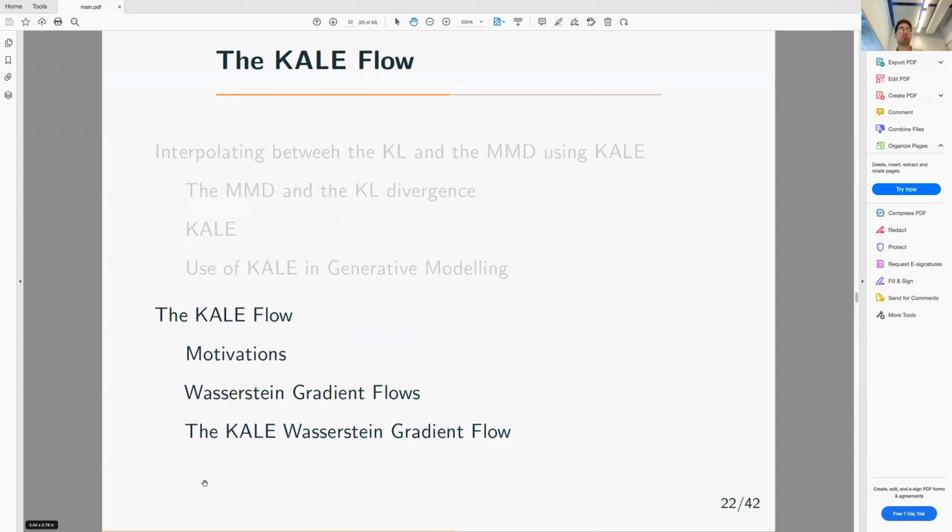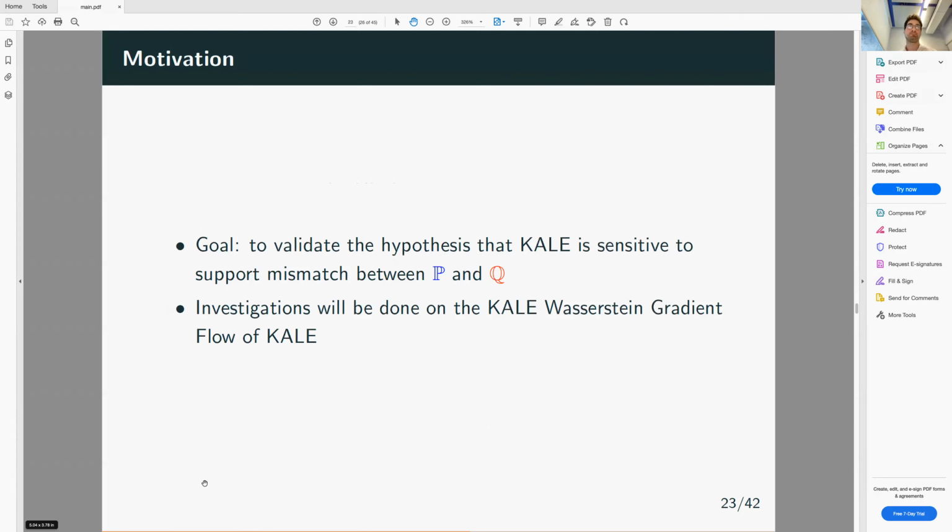So far I've said that because the KALE interpolates between the KL and the MMD, the KALE will be sensitive to support mismatch, but I've not actually proved that this was true. And so the next part of this talk is to actually convince you that this is true by looking at a specific object, which is the Wasserstein gradient flow of KALE. I will motivate this quite deeply, and I think the Wasserstein gradient flows of probability divergences are an object of clear interest in machine learning. So I hope that will be made clear by the end of this talk.